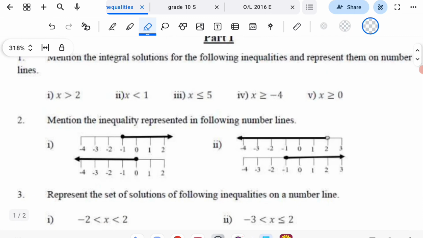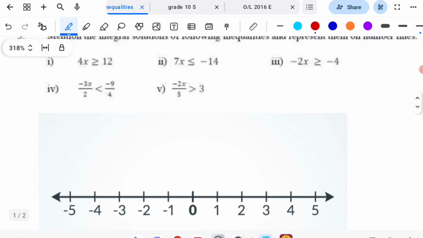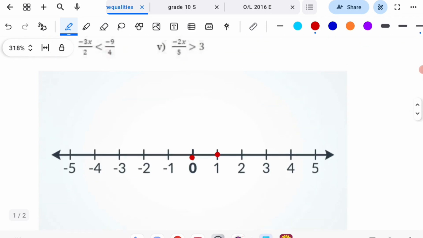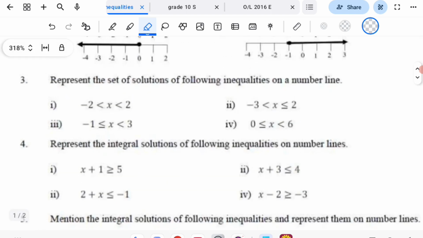Then part 5, x greater than or equals 0. We can get 0 and greater than 0 numbers. 0, 1, 2, 3, like this. We can represent it on a number line. 0, 1, 2, 3, 4, 5.